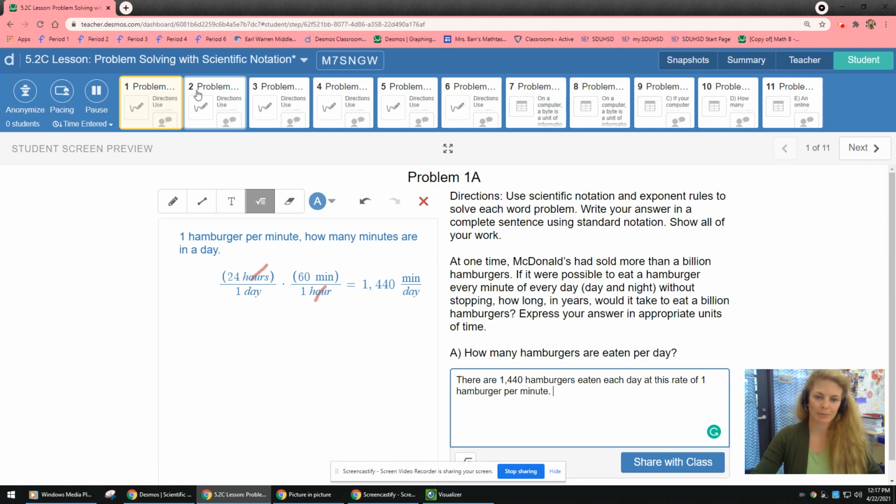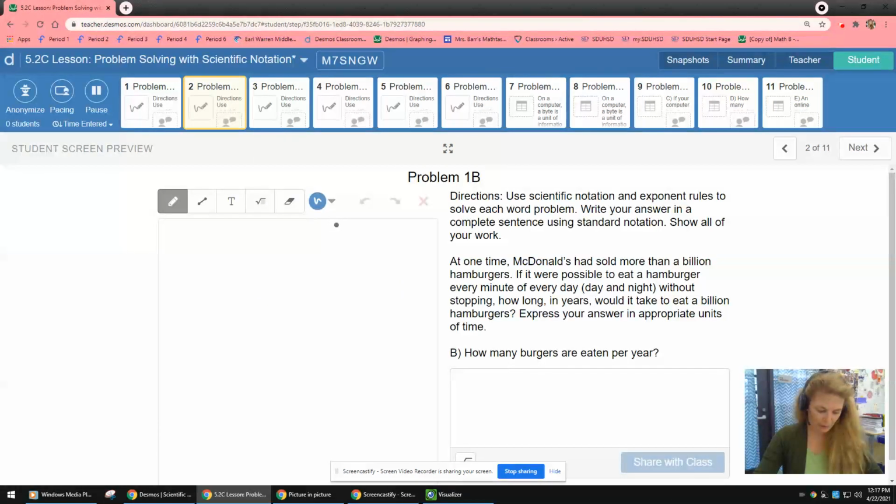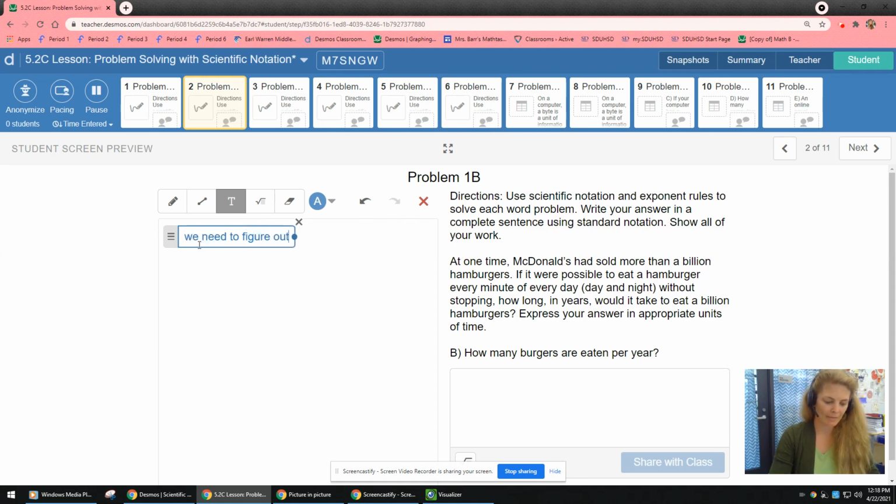Awesome. Let's go on to problem number 2. So remember what we saw here. So problem 1b, slide 2. We know that there are 1,440 hamburgers eaten per day, but now we want to know how many hamburgers are eaten per year. So if we want to know how many hamburgers are eaten per year, we need to figure out how many minutes are in a year.